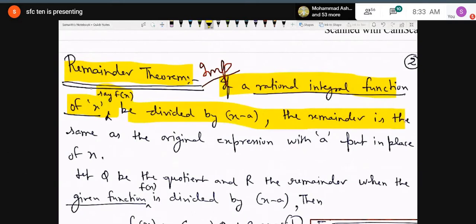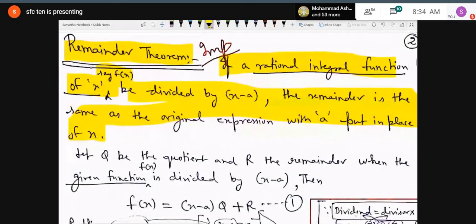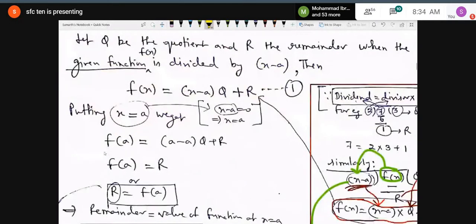f(x) is equal to, f(x) is what? The dividend is equal to divisor x minus a into quotient plus remainder. Now what have I done? x is equal to a. From where have I got x is equal to a? Because I was dividing this function f(x) by x minus a, so I have equated x minus a equal to 0. I have got x is equal to a.